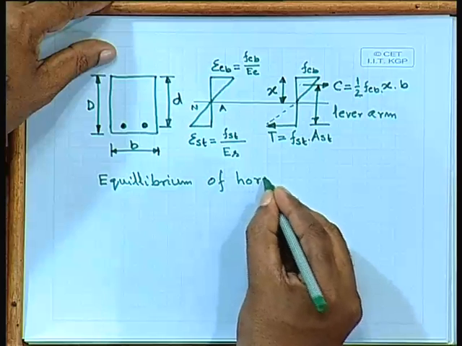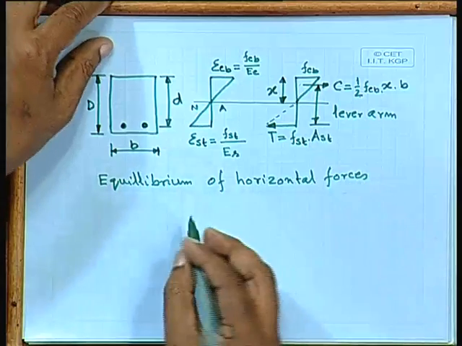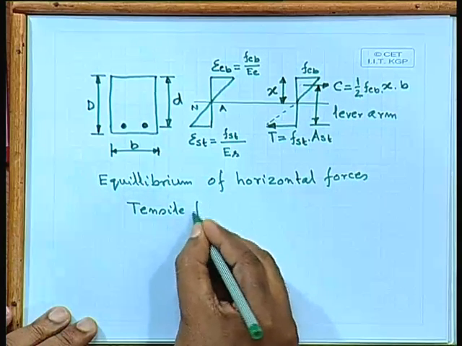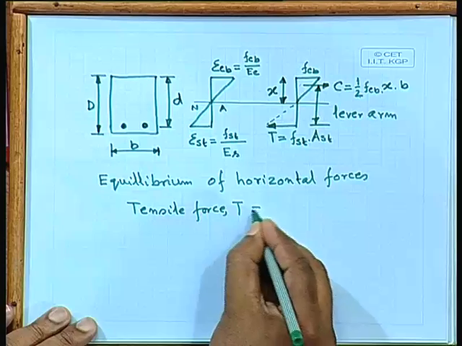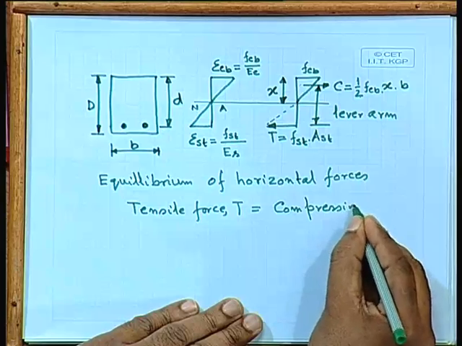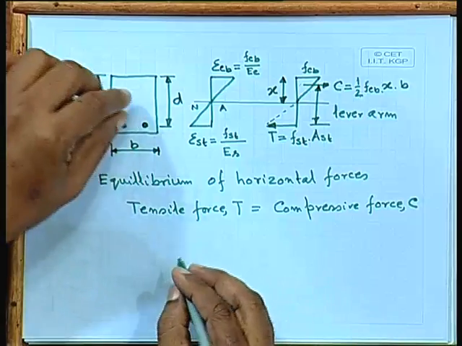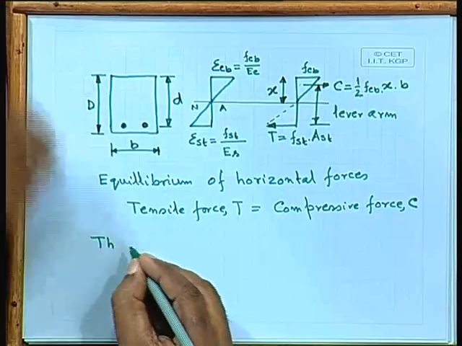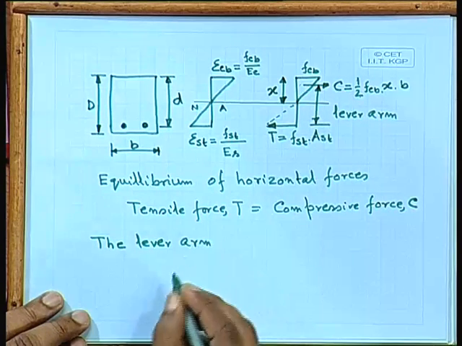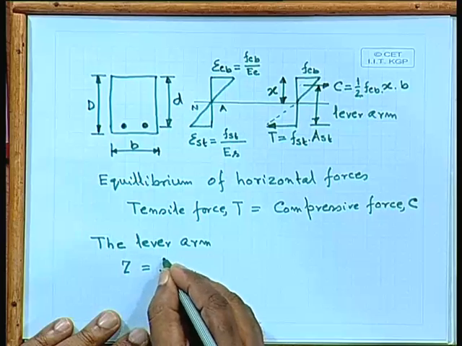So, equilibrium of horizontal forces. So, tensile force T equal to compressive force C. The lever arm we can consider as Z, equal to, we can write down, some fraction of D.